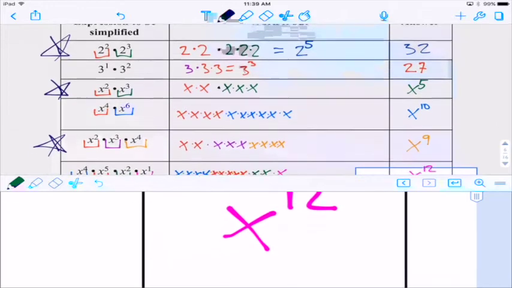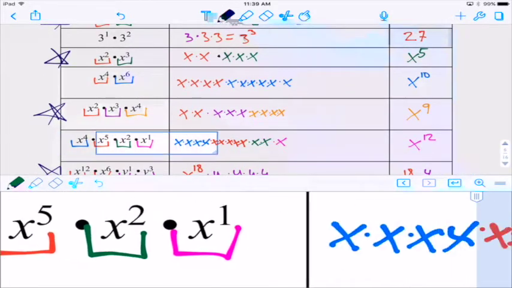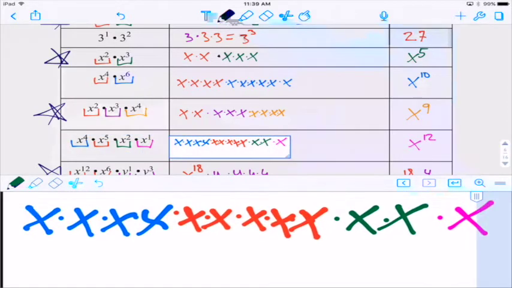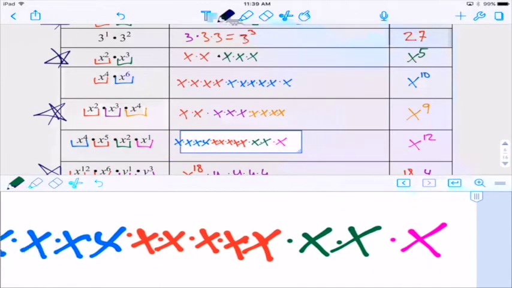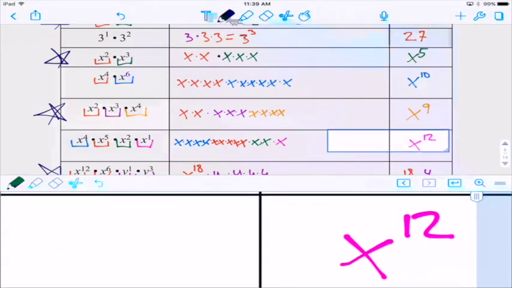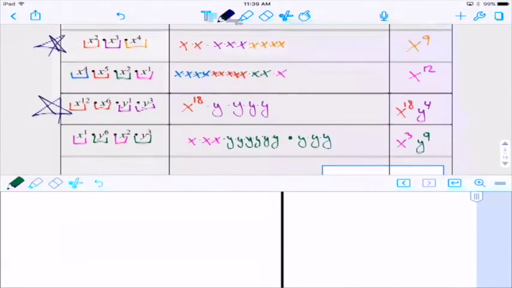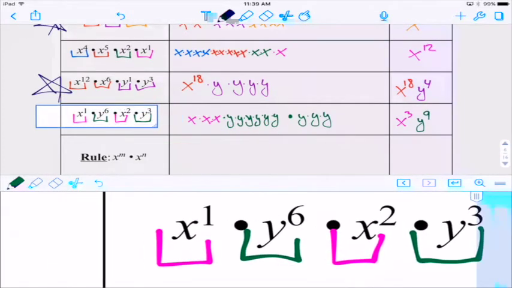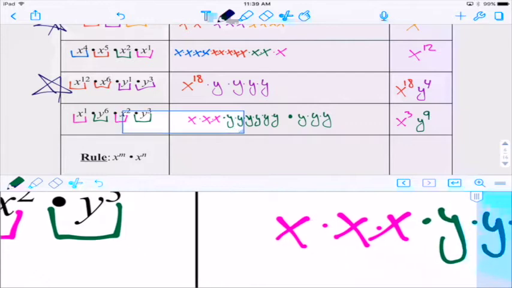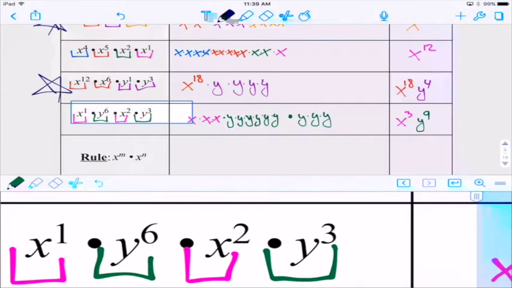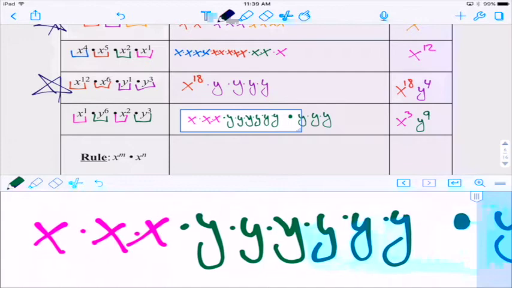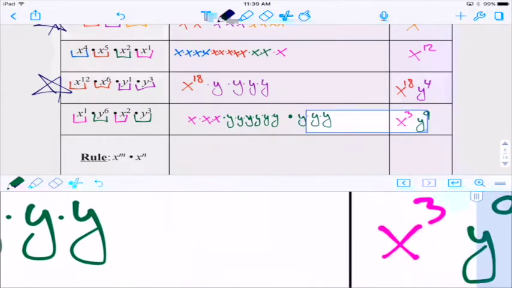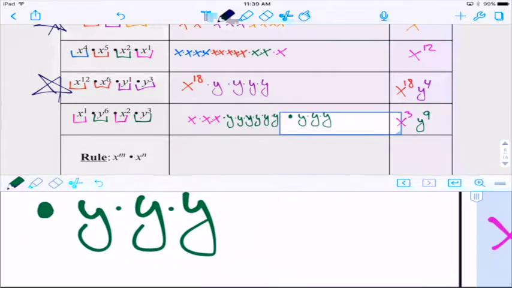You catching on yet? There's 4 x's in blue. There's 5 x's in red. 2 x's in green. 1 x in pink. We put all those together. That's 12. Did you figure it out yet? Hopefully. x to the 1st, there's 1 and 2 more x's. Those 3 x's. And I put them together using that commutative property. And then we got y to the 6th, 1, 2, 3, 4, 5, 6. And y cubed, there's 1, 2, 3. So we have x cubed and y to the ninth, because there's 9 y's.